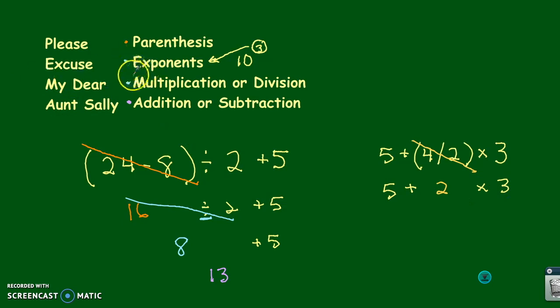Now again, I don't have any exponents, so I come to multiplication or division. I start on the left side of the problem, always left to right. Multiplication comes before addition, so I have to do multiplication first. I have to do this second part of the problem first. 2 times 3 is 6. I'm done with that part of the problem, so I bring down my 5 plus. Addition or subtraction, left to right. 5 plus 6 is 11.